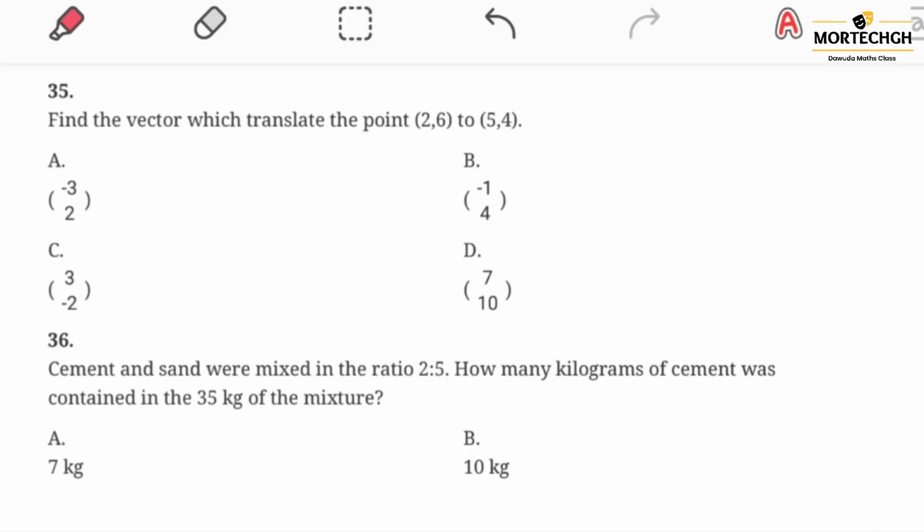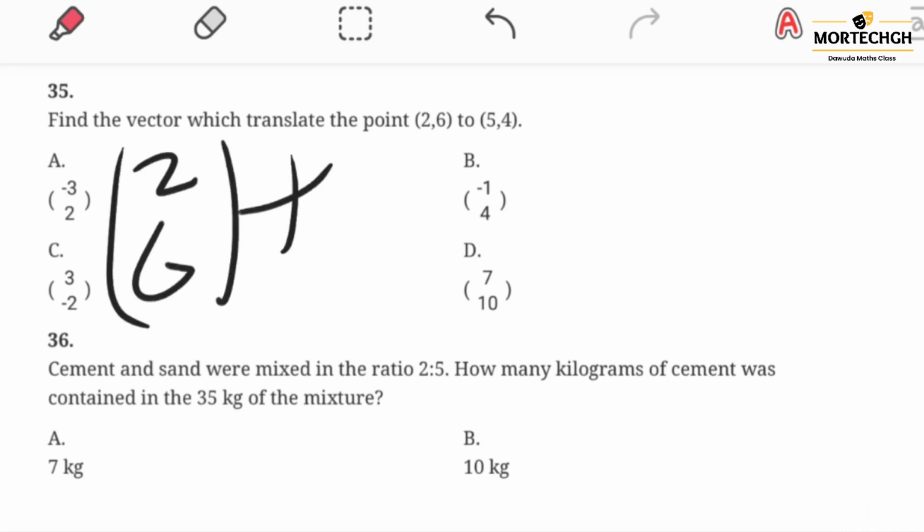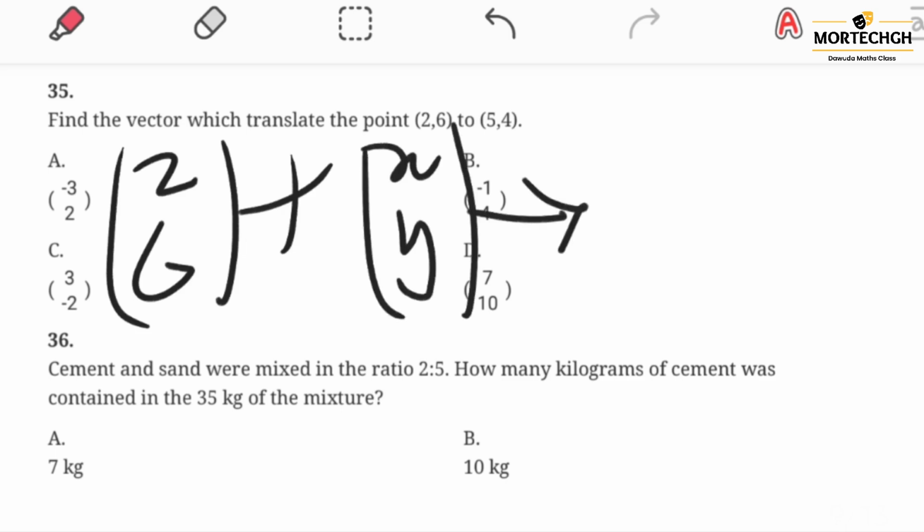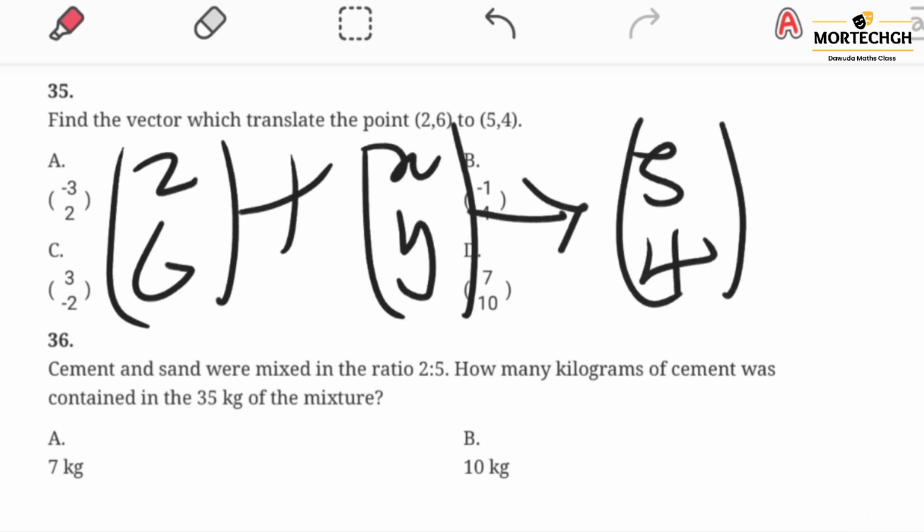Question 35. Find the vector which translates point (2, 6) to (5, 4). So meaning we have a point (2, 6), and there is a vector, we don't know it, so let's represent it with the point x and y, and it gives you (5, 4). So you are asked to find x and y.